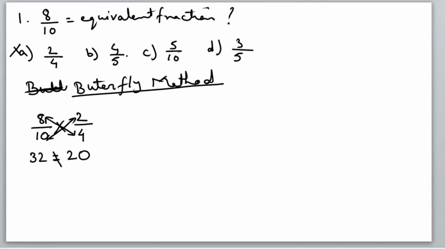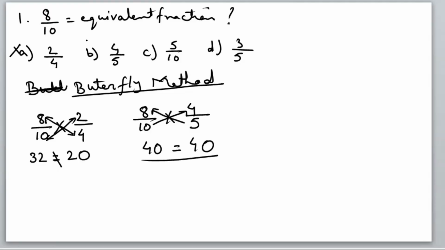Now check with the option C. 8 by 10 multiply with 4 by 5. Now we have to cross multiply these two. 4 times 8, it will be 40. 5 times 8, wait, 4 times 10, it will be 40. Is 40 equal to 40? Yes, 40 is equal to 40. It means our option is equivalent to 8 by 10. So we get the answer that 4 by 5 is equivalent to 8 by 10.